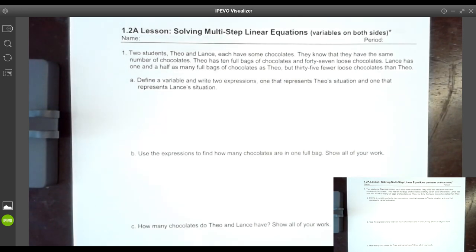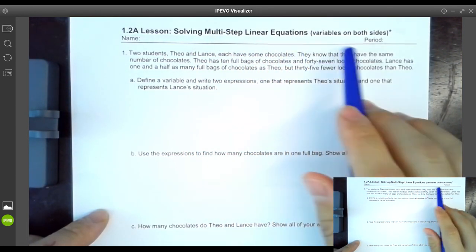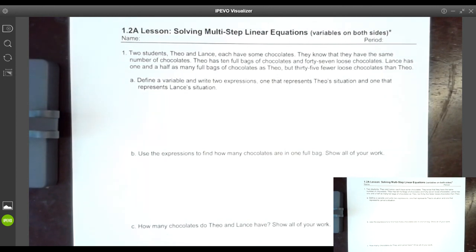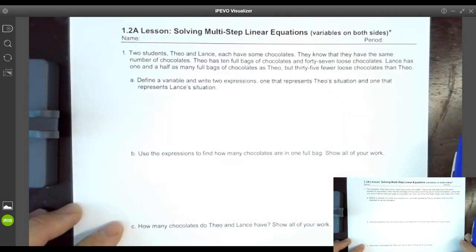Hello, class, and today we will be doing the 1.2a lesson, solving multiple step linear equations with variables on both sides. We finally made it to section 1.2, and hopefully you learned a lot from section 1.1. This section is going to be kind of like an extension of what we've already practiced a lot of. We'll still be solving for x, but now things are going to be slightly more complicated.